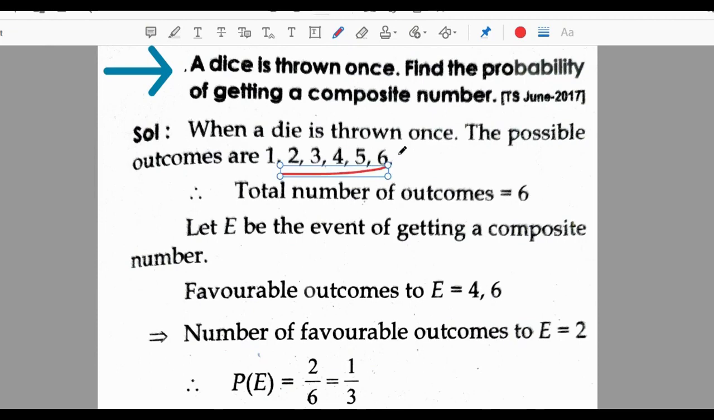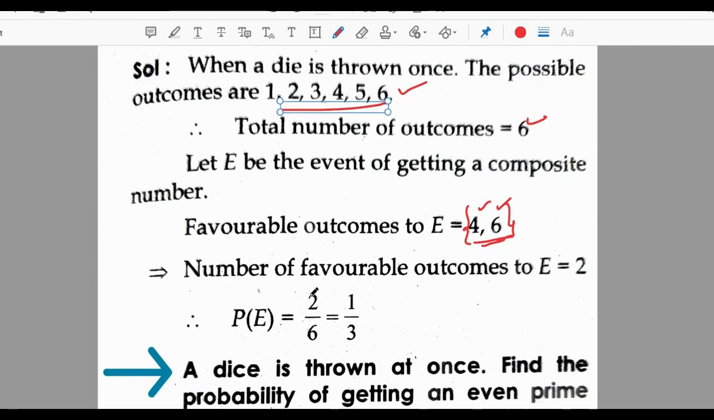A die is thrown, find the probability of getting a composite number. So 1, 2, 3, 4, 5, 6 are the total number of possible outcomes, 6. Favorable outcomes are 4 and 6 because 4 and 6 are composite numbers. So probability of the event is 2 by 6, which is nothing but 1 by 3.